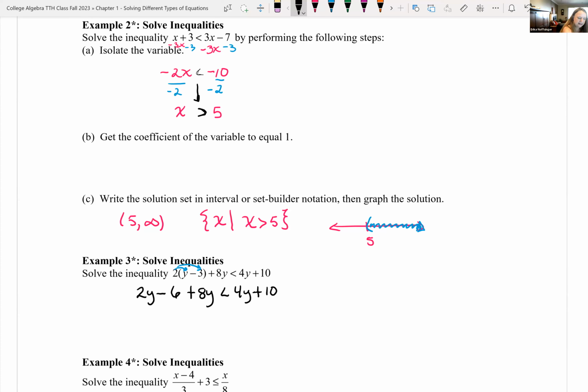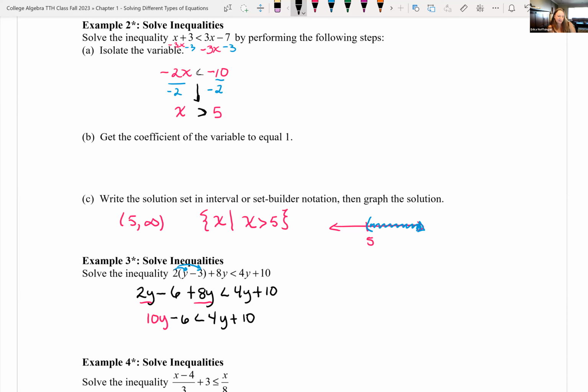So we're combining like terms. On the left-hand side of the inequality, I have a 2y plus an 8y. That gives me a 10y. And then minus 6 is less than 4y plus 10. We've simplified both sides of the inequality down.